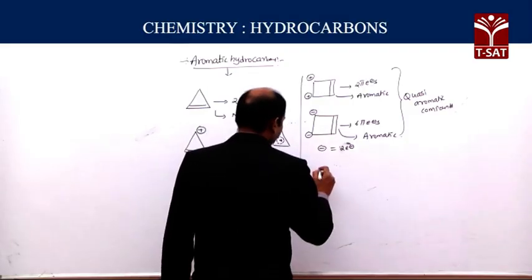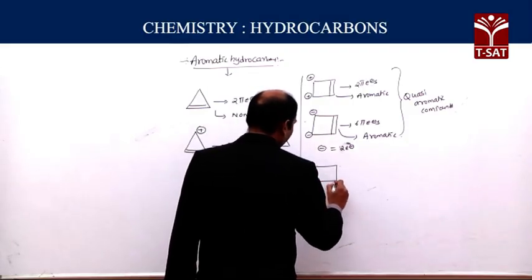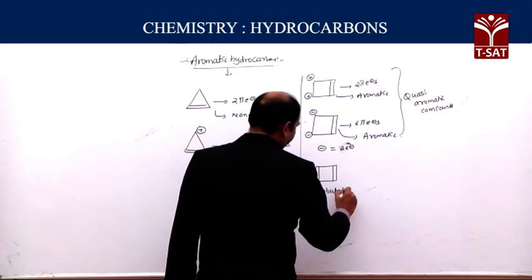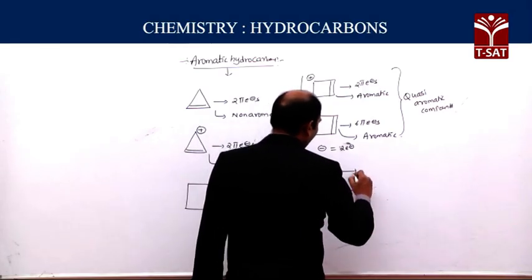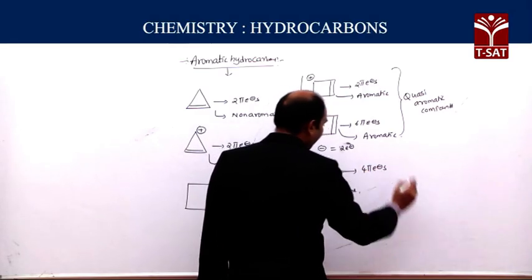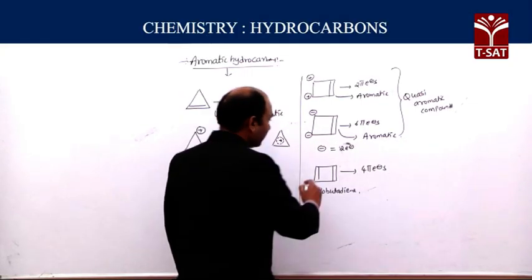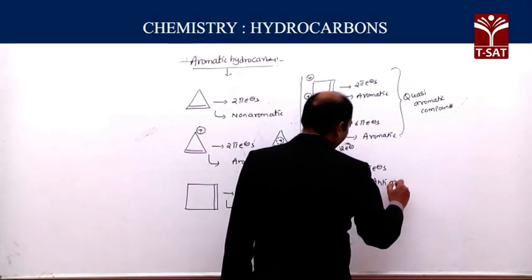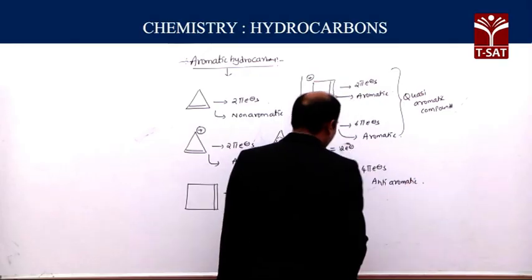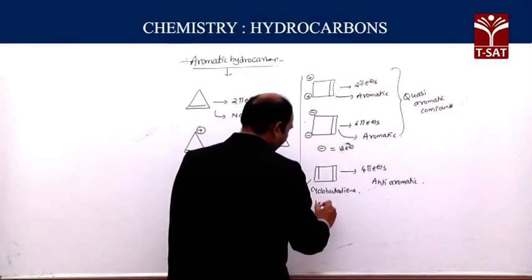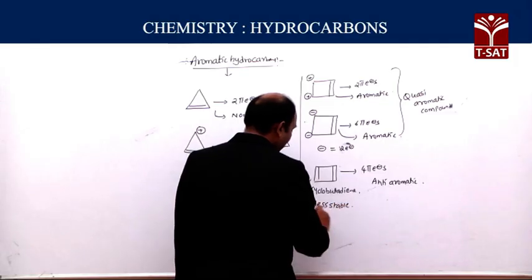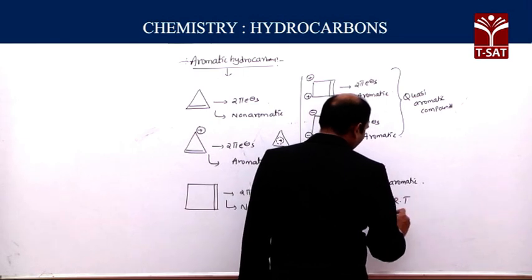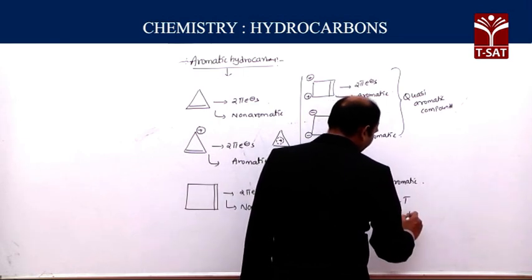If you take cyclobutadiene, it has 4 pi electrons and a conjugated system. This is an anti-aromatic compound. Actually, it is a less stable compound, and at room temperature it undergoes dimerization.